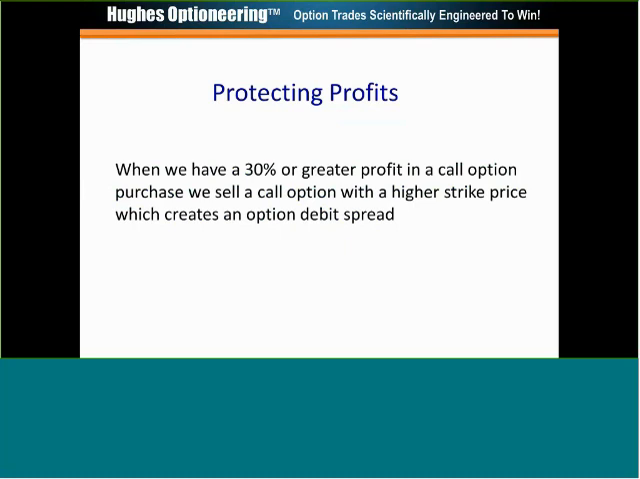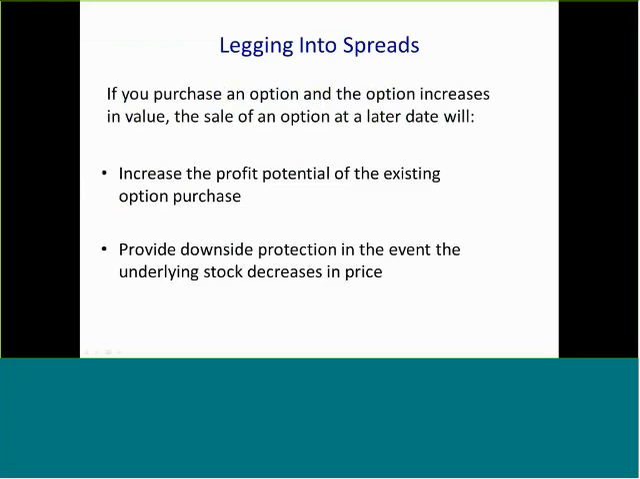So if we buy a call option, we have a 30% profit, then we'll sell a call option with a higher strike price, and that creates what's called an option debit spread. And if you purchase an option and then you have a 30% profit, the sale of the call option at a later date will increase the profit potential of the existing option purchase and will also provide downside protection in the event the underlying stock or ETF decreases in price.